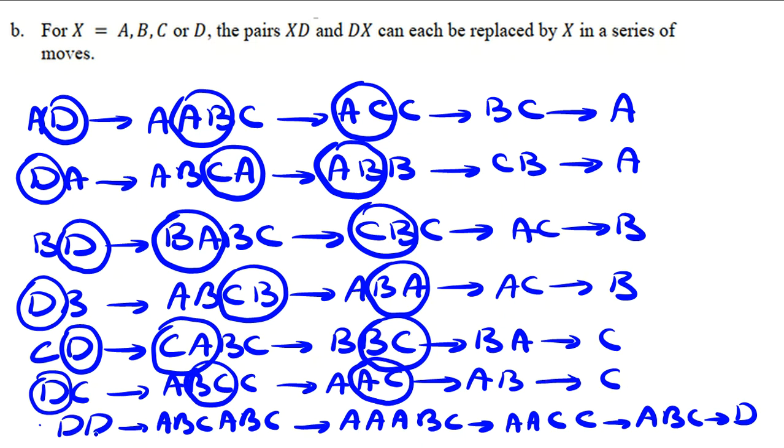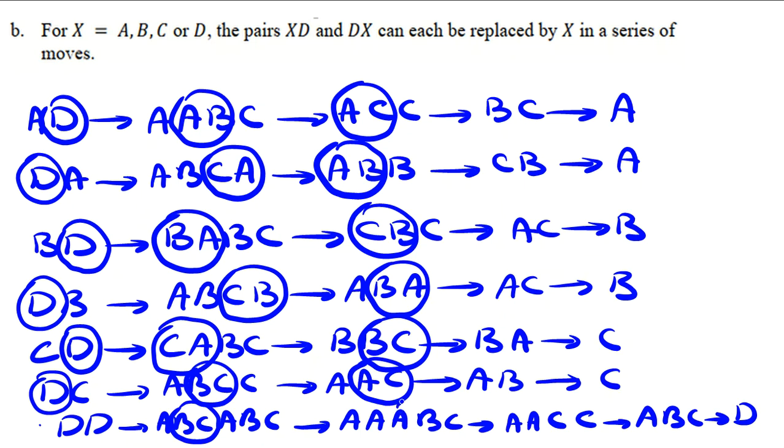And now here you have 2 Ds, replace each D with ABC, ABC, and then you select BC, and you can replace this BC with A, so it would be AAA BC.